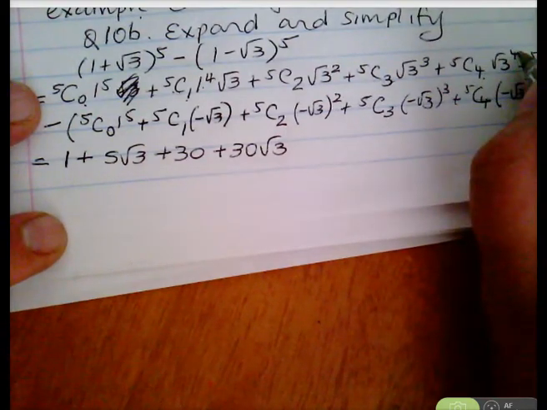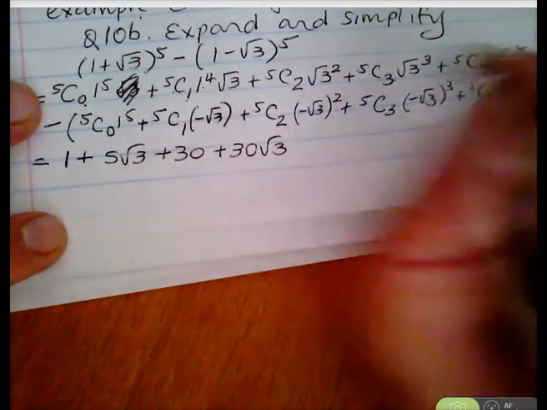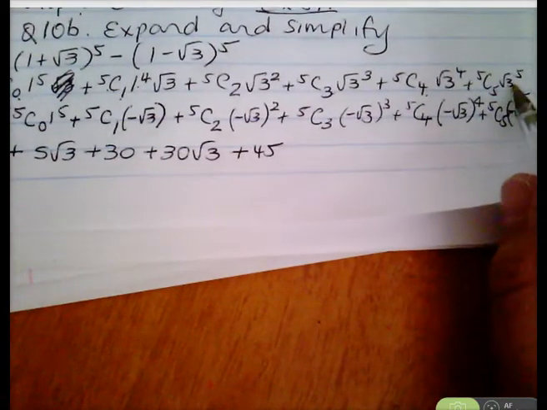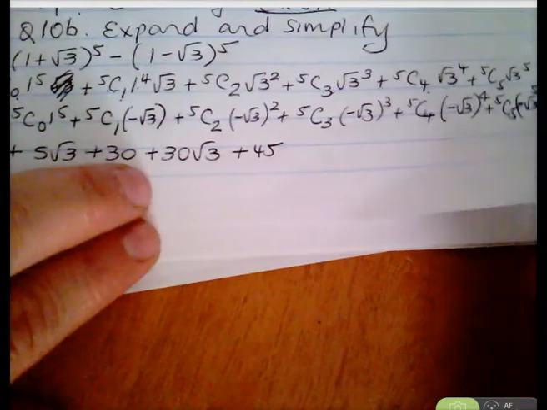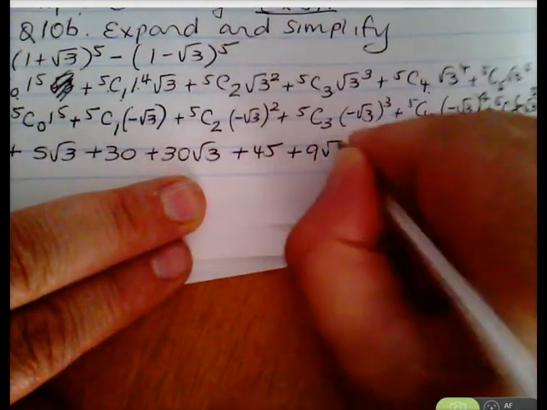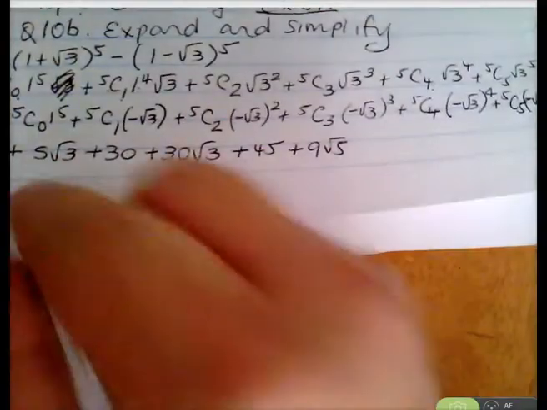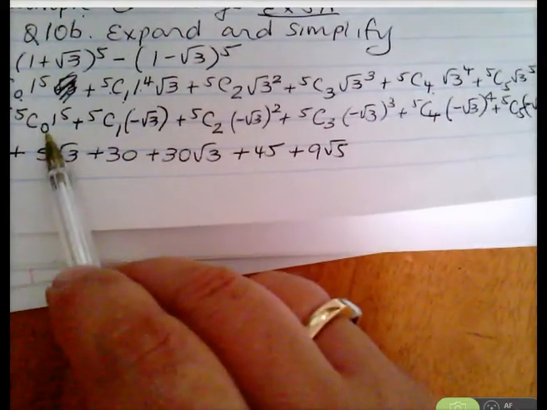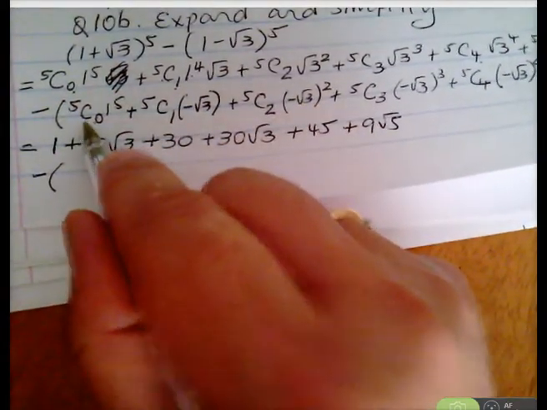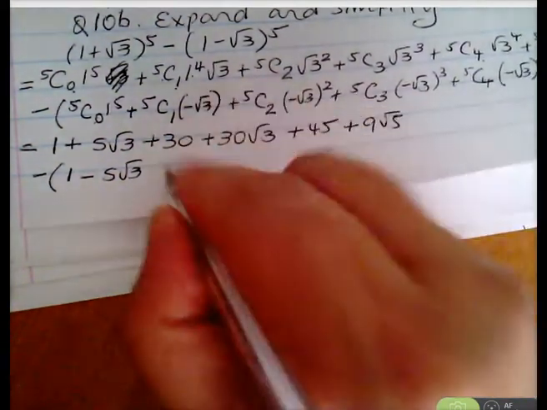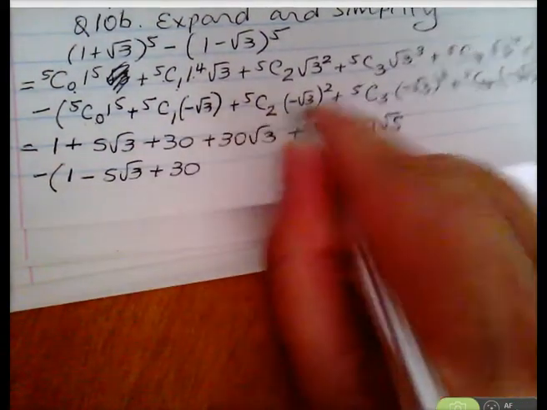5 choose 4 is 5. Now root 3 to the power of 4 is 9, so it's 9 times 5 is 45. And 5 choose 5 is 1. Root 3 to the power of 5 is 9 root 3. Then we are taking away 5 choose 0, which is 1, times 1 to the power of 5, take away 1. Then this will be a minus, this will be 5 root 3. And this will be a plus, so we've got plus 30 because it's 10 times 3 is 30.